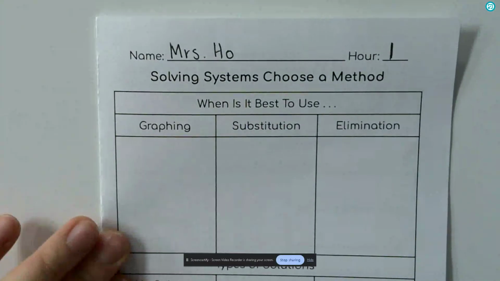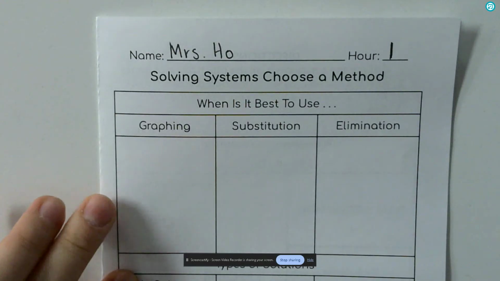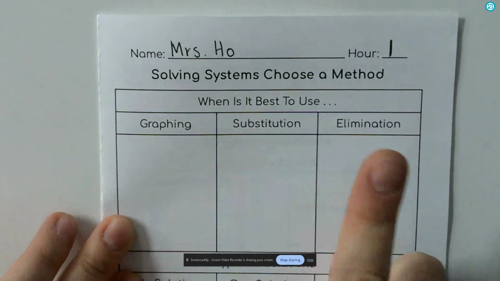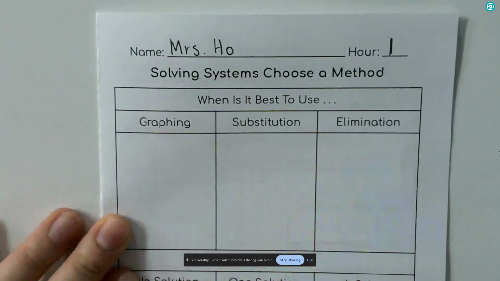Graphing is what we did in 3.1 and 3.2. Substitution was 3.4 and 3.5. And elimination was 3.6 and 3.7.